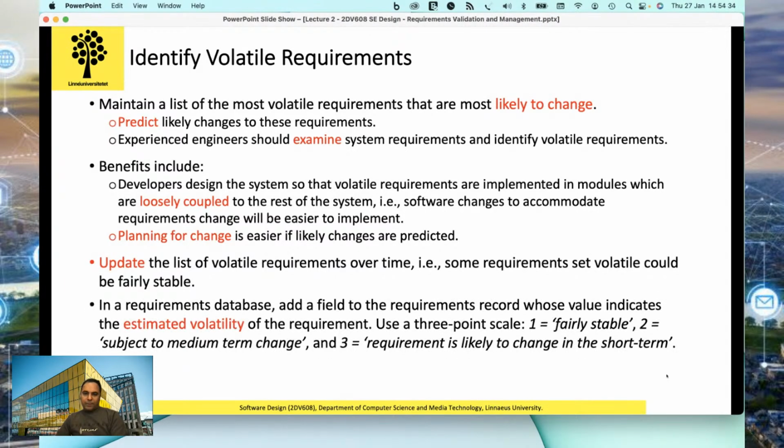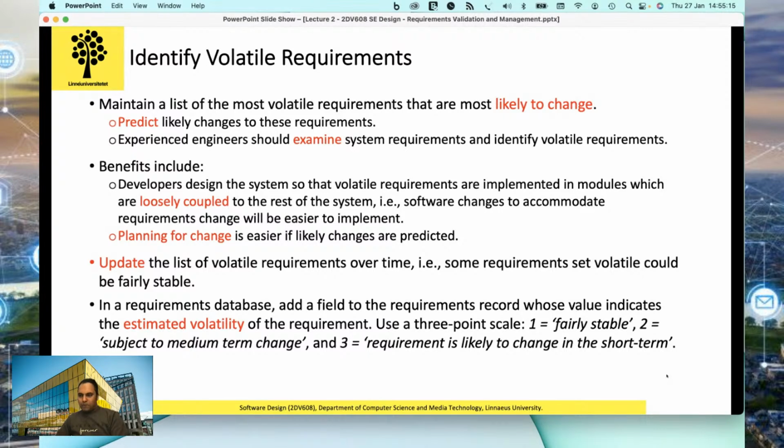Then you can, of course, identify volatile requirements and tag them using some Richter scale points: one for fairly stable, 2 for subject to medium term change, or 3 for likely to change in the short term. So basically, requirements with 3 points, that are likely to change in the short term, should be implemented in a loosely coupled fashion.